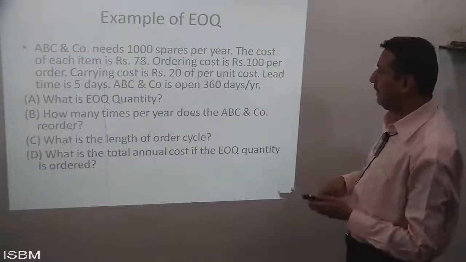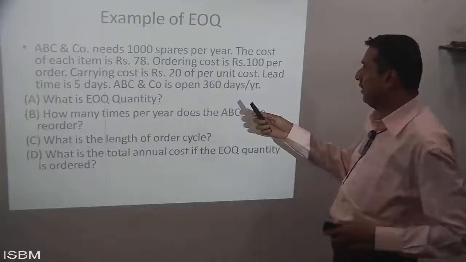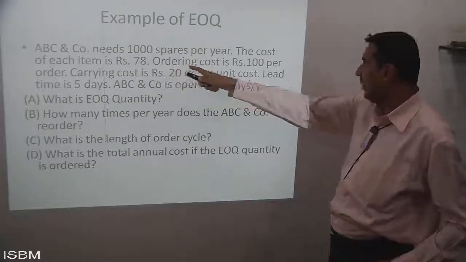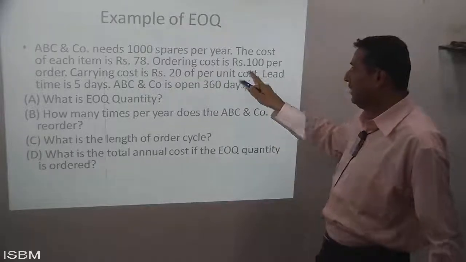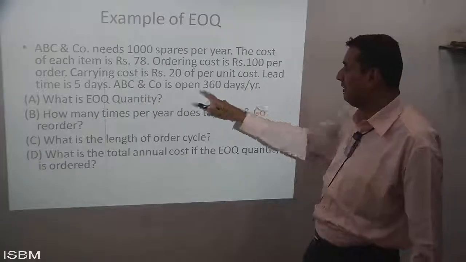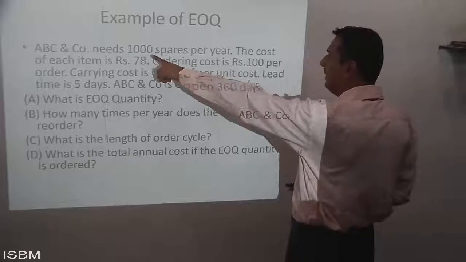So we will take the example. ABC and Company needs 1000 spares every year. The cost of each item is rupees 78. Ordering cost is 100 per order. Carrying cost is 20 per unit. Lead time is 5 days. ABC and Company is open 360 days a year. What is the economic order quantity? EOQ is 1000.